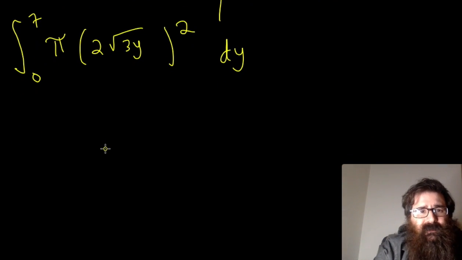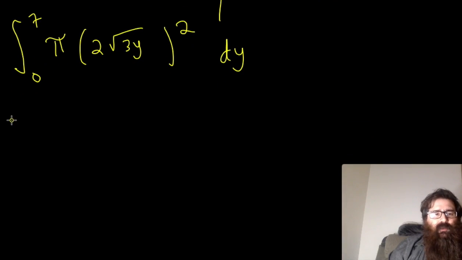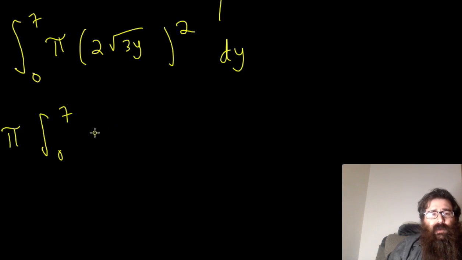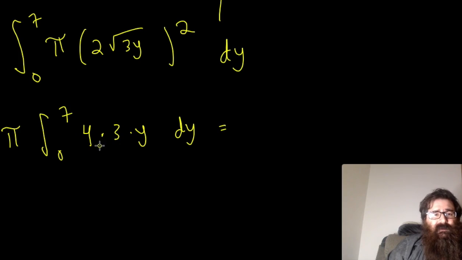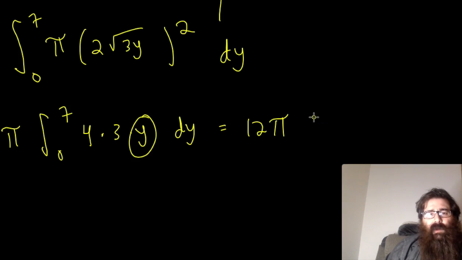Now we can go through the rest of this, the calculus for it. I can bring the pi in front, and then I'm integrating from 0 to 7. 2 times 2, since I've got to square it, gives me 4. Radical 3y times radical 3y gives me 3y, and then I'm integrating with respect to y. And then for this, I could bring the coefficient out in front. So 4 times 3 is 12, so that 12 can join the pi. And then I want to integrate y with respect to y. And that's going to give me y squared divided by 2. And this is from 0 to 7.